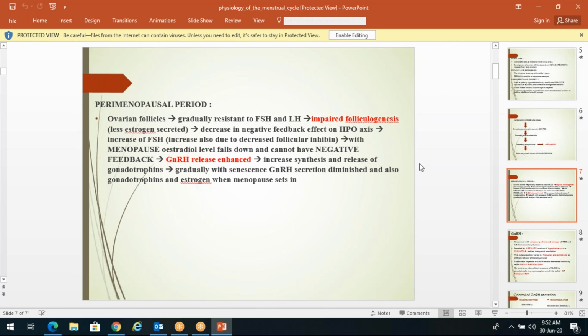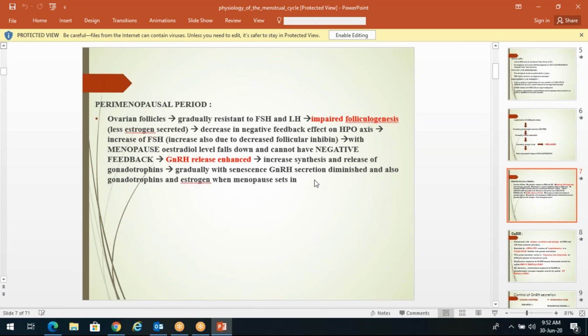Less estrogen means an increase in the FSH, right? Because of the negative feedback: with menopause, estradiol levels fall and cannot exert negative feedback. So GnRH release is enhanced, with increased synthesis and release of the gonadotropins. Gradually, with senescence, GnRH secretion is diminished, and also gonadotropins and estrogen when menopause sets in.